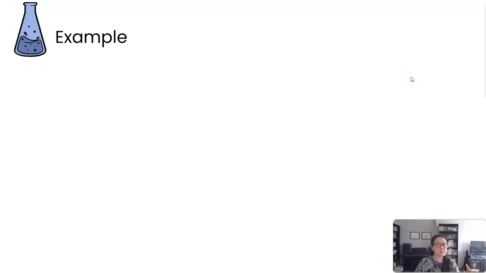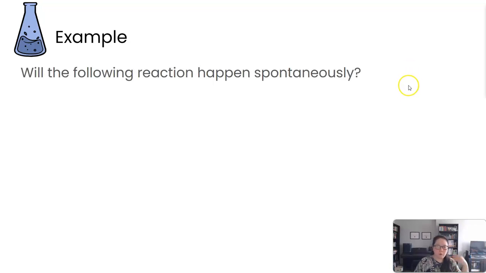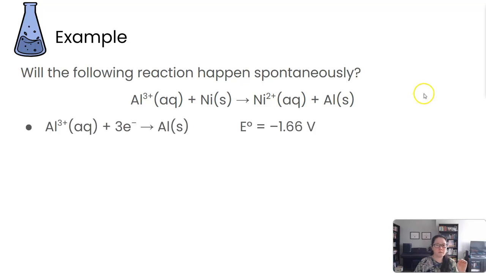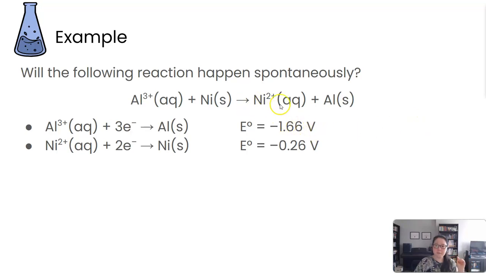So if we're going to look at another example of whether a reaction may happen spontaneously or not, we can take this one. So we have our aluminum ions, and we have it reacting with nickel metal. So for this, we're going to have to look at those values again for our E0s. And so for the aluminum, we're going to get an E naught value of negative 1.66. For the nickel, we're looking specifically at the 2 plus ion because that's how it's written down. So we get an E naught value of negative 0.26 volts.